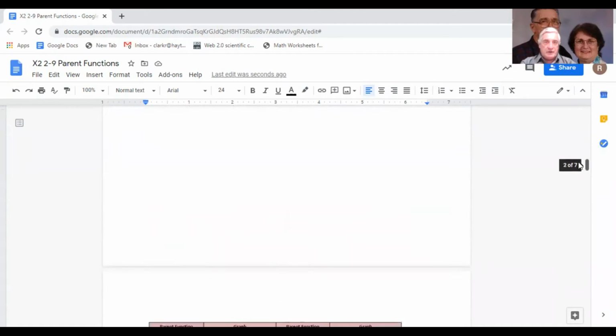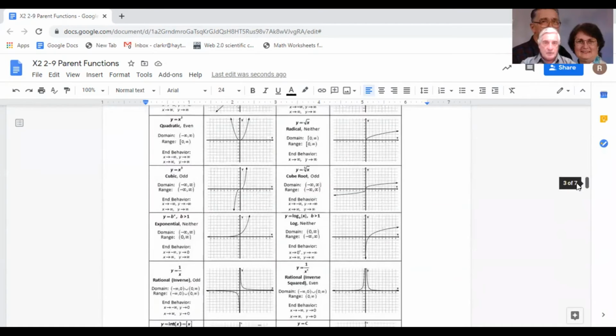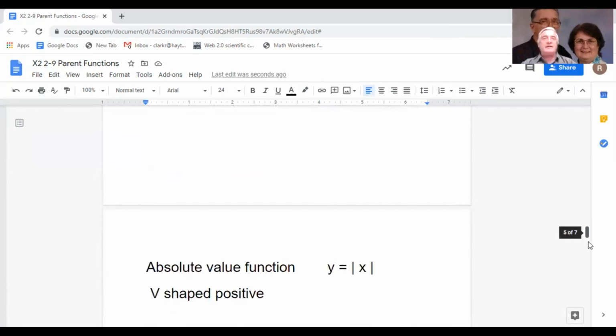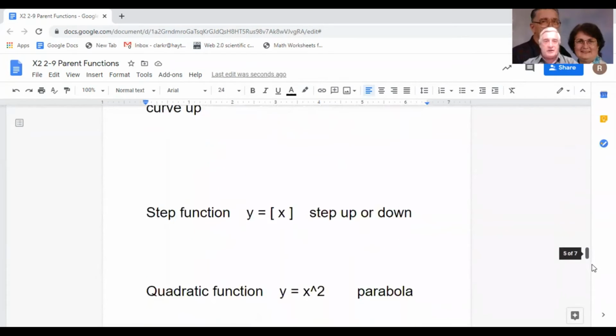Let's see if I can find those. Here's our exponential function. Starts out real low and goes up real high real quick. And here's our rational function. Y equals 1 over x is graphed like this. We have several others. We have a log function listed here. Since we haven't gotten to logarithms yet, I'm not going to talk about the log function.